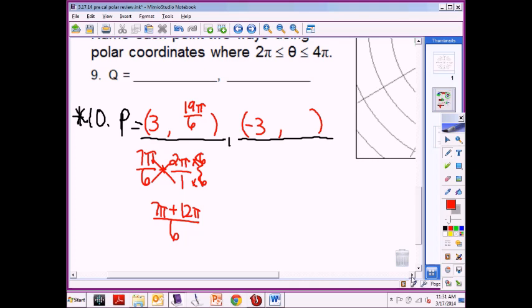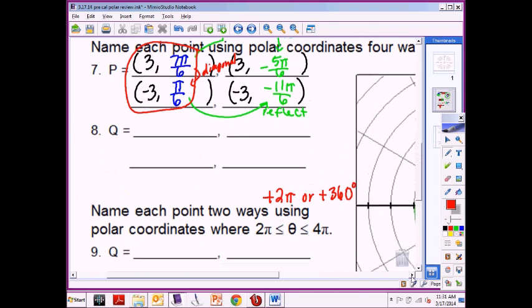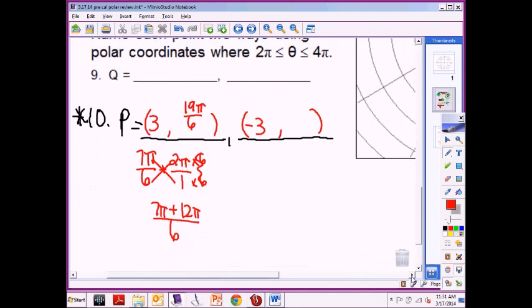All right, so with negative 3, what's his positive angle? Pi over 6. So I'm going to use the pi over 6, and I want to go around one more time with the pi over 6. So I'm going to add 2 pi.